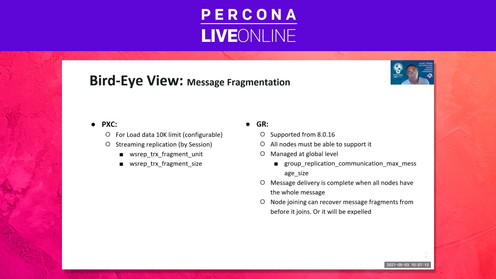In group replication, message fragmentation is supported from 8.0.16 and after. So if you have a cluster that is below that version, you will not be able to support it. Or if only one node in the cluster is below 16, it will not be able to support it. It's a global variable that manages the message fragmentation. And the message delivery is seen as complete when all the nodes receive it.